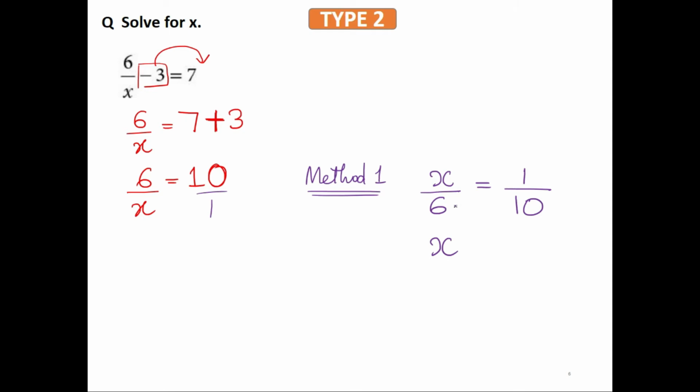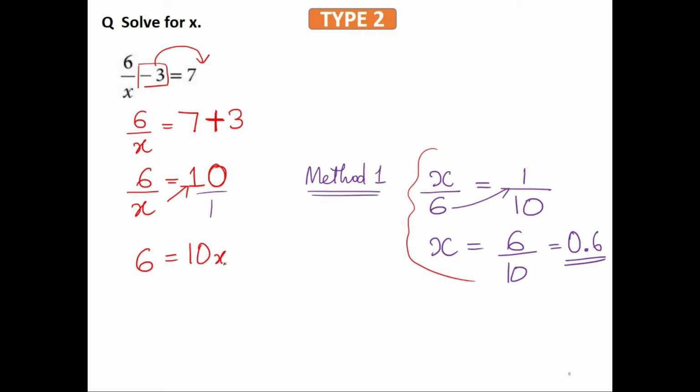Now my x is going to be, I'll cross multiply 6 to the other part, so 6 over 10, which is 0.6. So this is one method of solving. Coming back to this, you can again do the cross multiplication. You get 6 is equal to 10x. So what is x from this? So 6 divided by 10 is your x, which is again 0.6. You get the same answer in both the techniques.